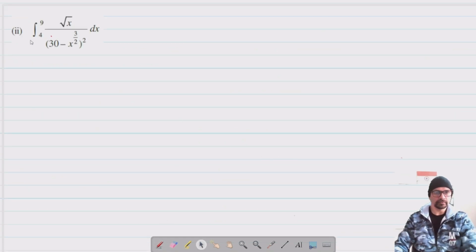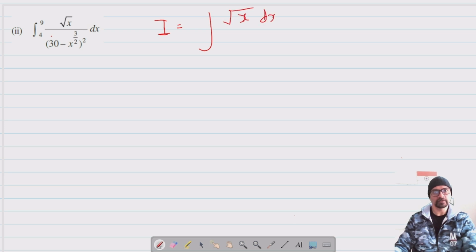So the next one, we have to evaluate it by the second fundamental theorem of calculus. And let's first integrate it. So our integral I is equal to the integral of root x dx upon (30 minus x raised power 3 by 2) the whole square. And it has to be done by method of substitution.